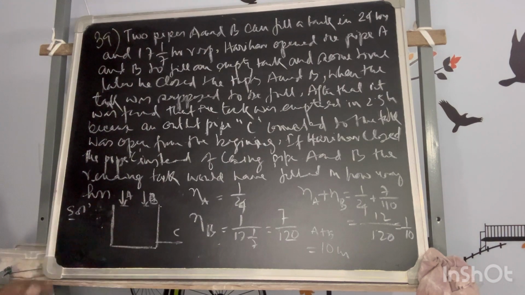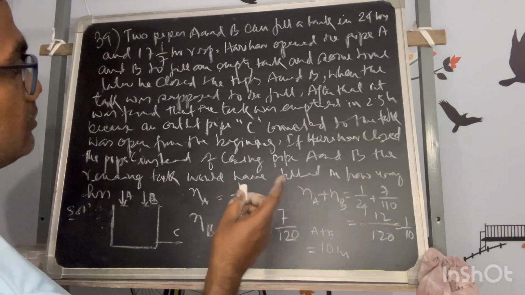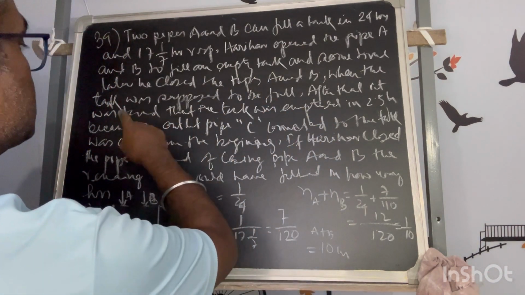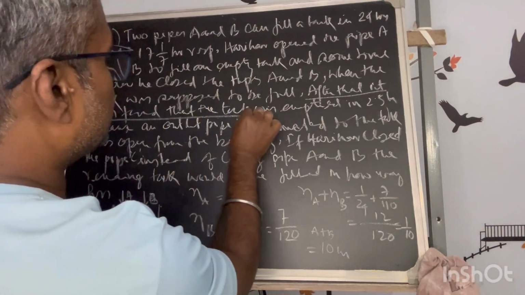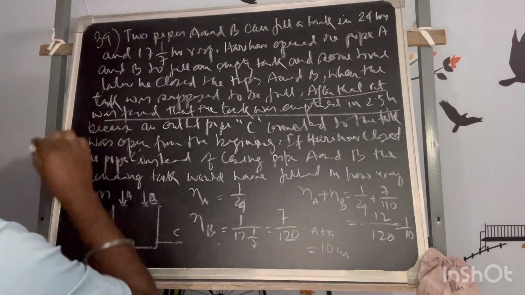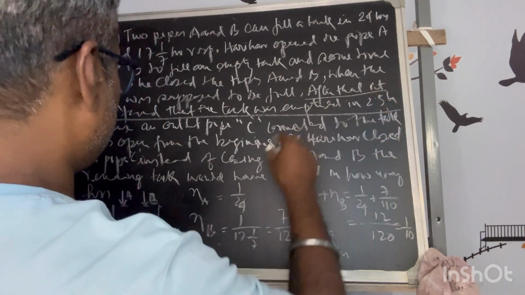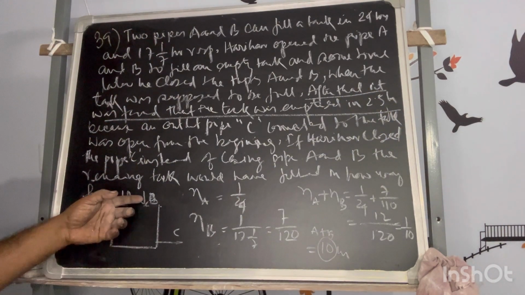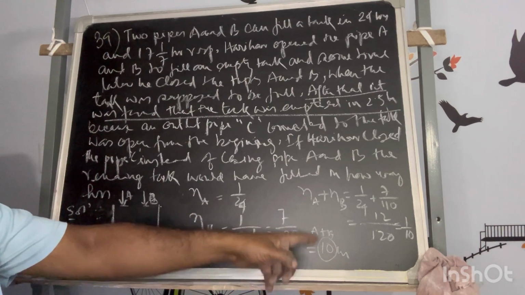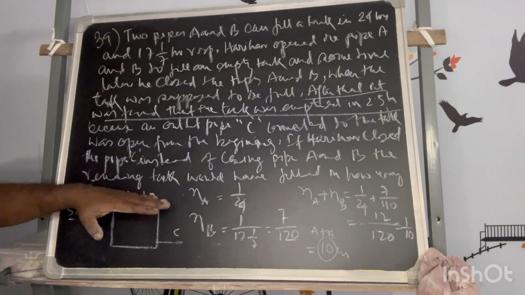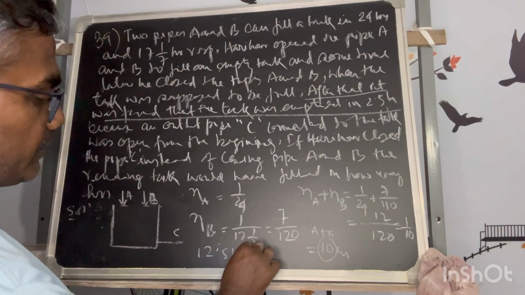So after 10 hours he closed them. But C is open from the beginning, and he doesn't know that. After he stopped A and B, it was found that the tank was emptied in 2.5 hours. So in the 10 hours they were filling, C was also open. So C is taking 10 hours plus 2.5 hours after they stopped. So all total, C is taking 12.5 hours to empty the tank.